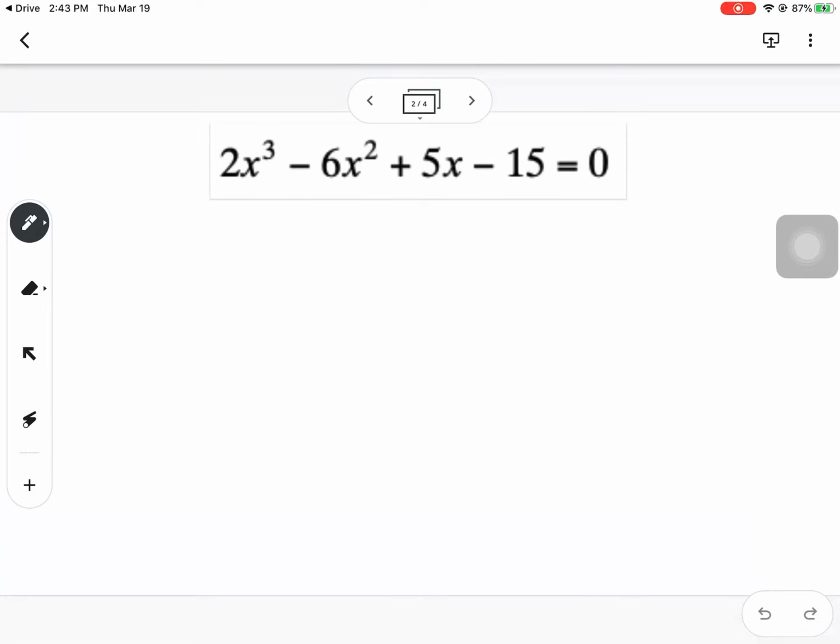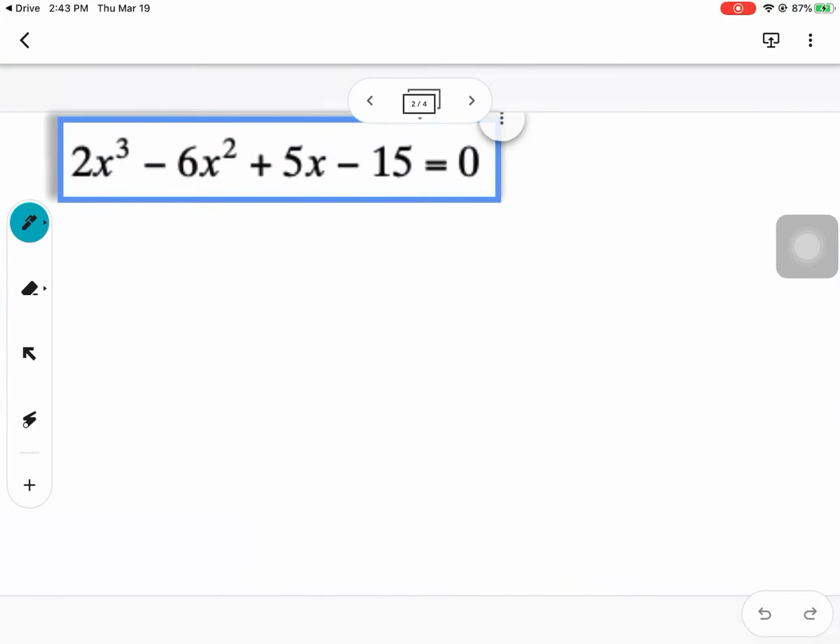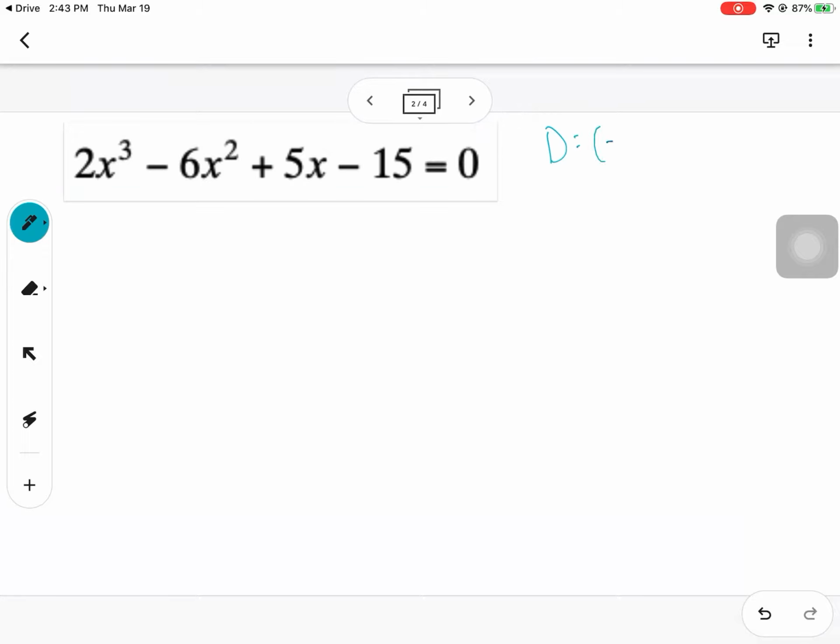With these, one of the first things we want to look at, like we've been doing on the other ones, is what our domain would be. Again, this is a polynomial function, so I am technically allowed to plug in any number in the world until I finally find the few answers that would actually work. So the domain of this is negative infinity to infinity. Our answers can be absolutely anything.